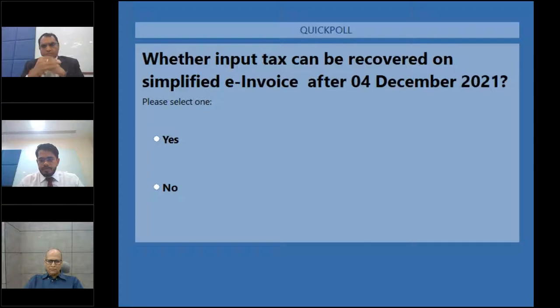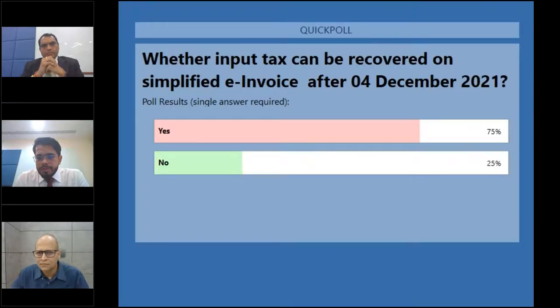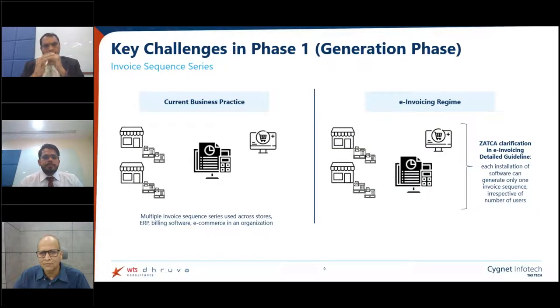Yeah, maybe we could just end the poll, Geek. Yeah. So most of you have answered that yes, input tax should be available on the simplified tax invoice. This is a tricky one, and I'll discuss more about this in my subsequent slides.